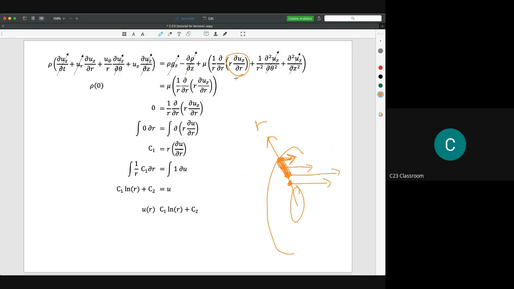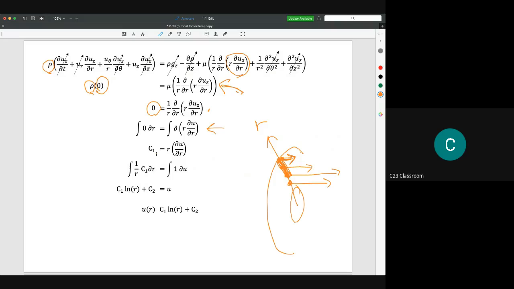So the rho here is not equal to 0, but the value of rho times 0 will give us a 0 value. And then we could simplify this into this term. We know we have a second-order differential form, so we need to integrate it twice. This is the first integration.